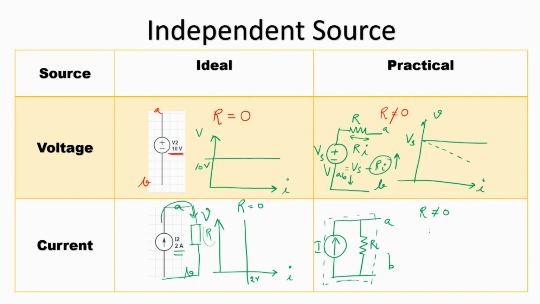And how does the VI characteristics of the practical current source differ from the ideal current source? So if this is my I and this is my V, so this was my ideal characteristics. So the practical characteristics would be like that. It will differ. So there's going to be a slight deviation in the practical characteristics of the current source.